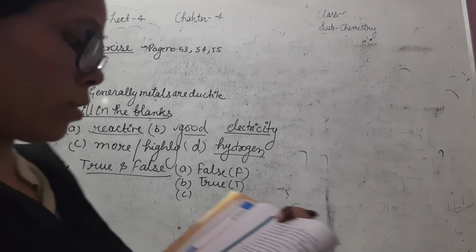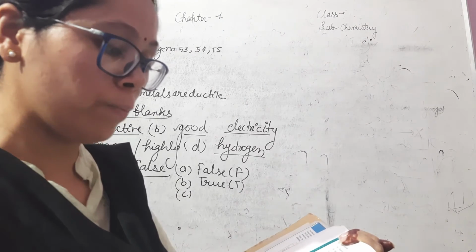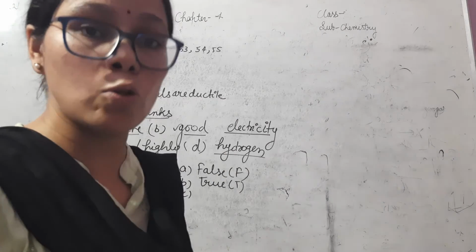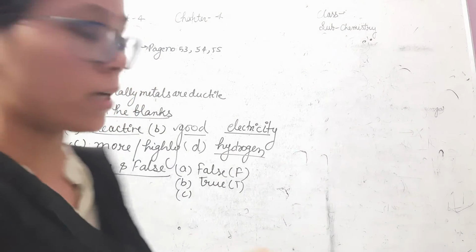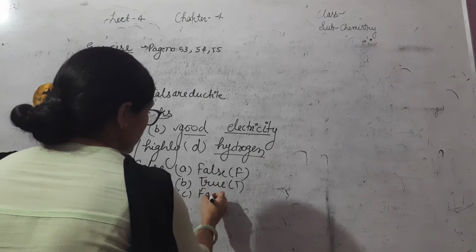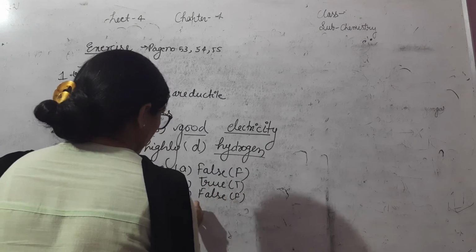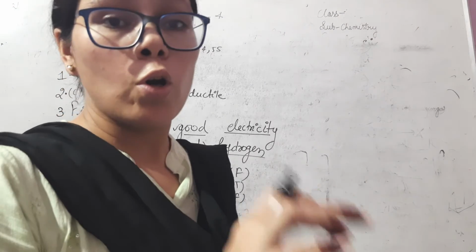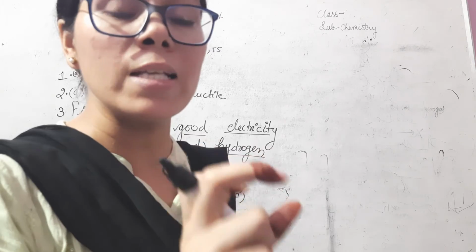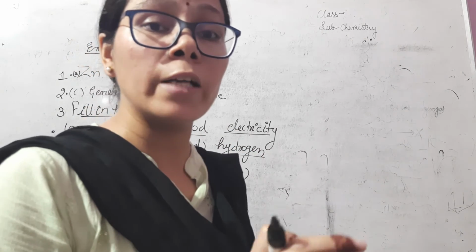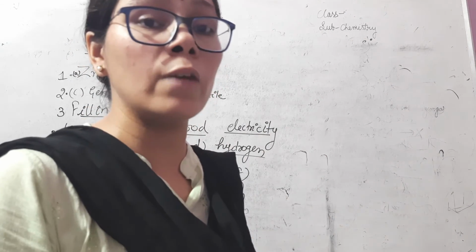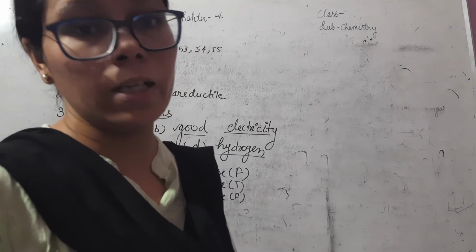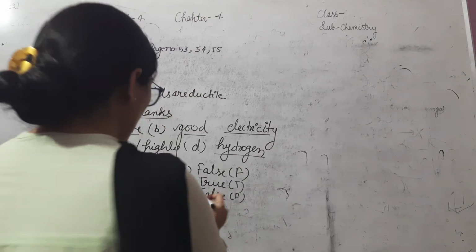Third statement, copper displaces zinc from zinc sulfate solution. No, it is false. Copper is less reactive than zinc, so copper cannot displace the zinc. So, C is false. Last one is D. Coal can be drawn into wire. No, coal cannot be converted into wire. Coal is a non-metal. Non-metals convert into a powdery mass. Non-metals are non-ductile. They cannot be converted into wire. So, the answer is false.